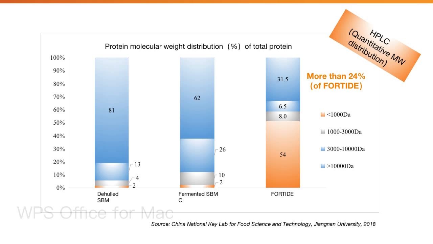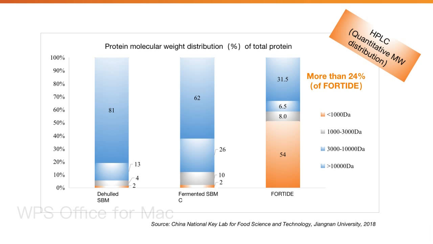The third method is the HPLC method to quantitatively detect the range and distribution of the molecular weight of protein. From the data in the figure, we can see that the range of Fortide below 1000 Dalton accounts for more than 54% of the entire protein and more than 24% of the entire substances.